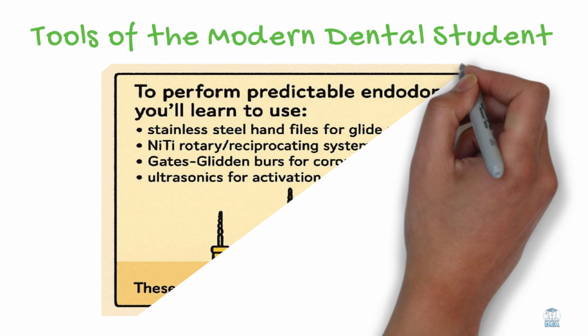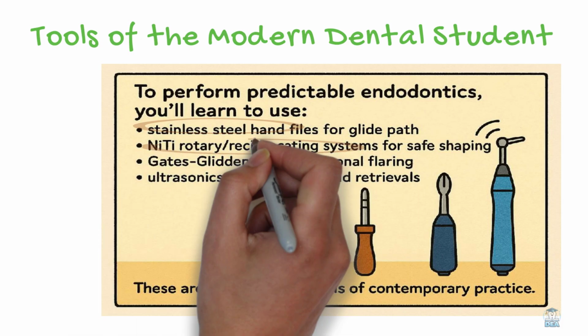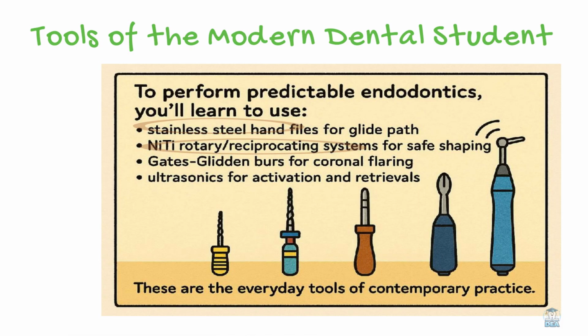To perform predictable endodontics, you'll learn to use stainless steel hand files for glide path, nickel titanium rotary or reciprocating systems for safe shaping, Gates Glidden burs for coronal flaring, and ultrasonics for activation and retrievals. These are the everyday tools of contemporary practice.